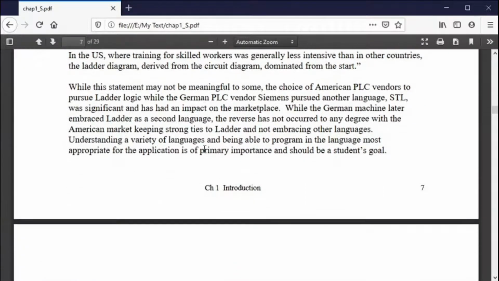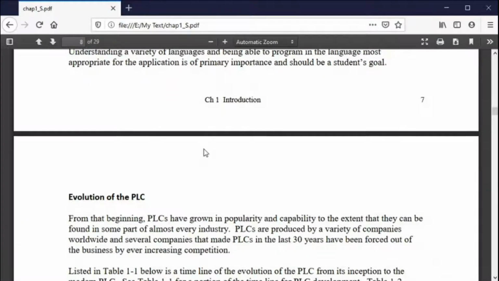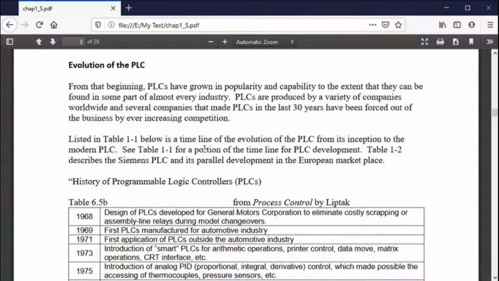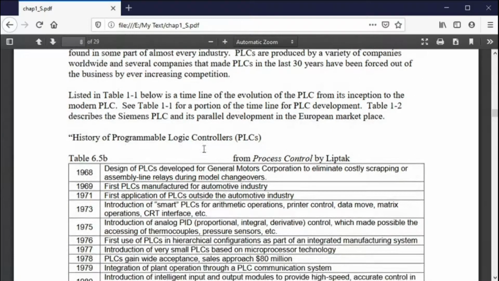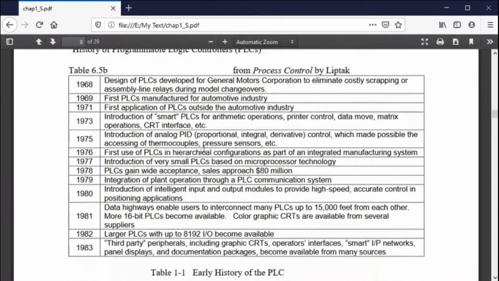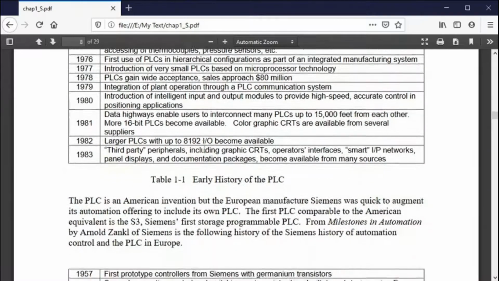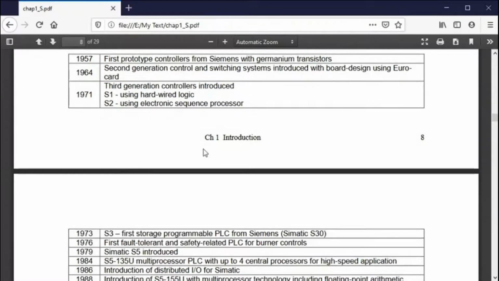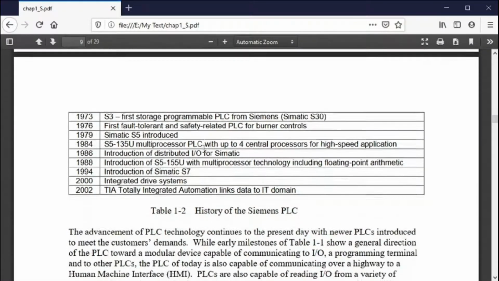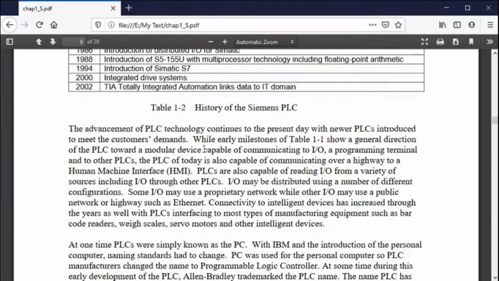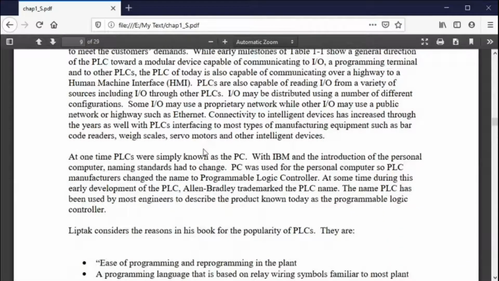So basically, you can look at the Siemens side, you can look at the American side, and you can see some of the differences between the two. This is some of the evolution of the way that the PLC has evolved early. And this is from the Siemens equivalencies that they've evolved. So you can see that the two have evolved kind of differently, but in some ways a lot the same.